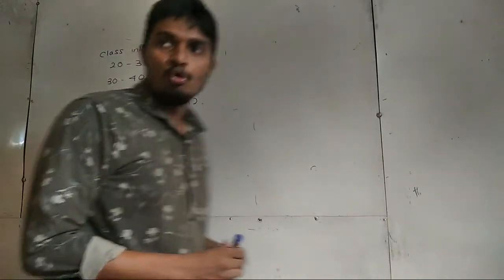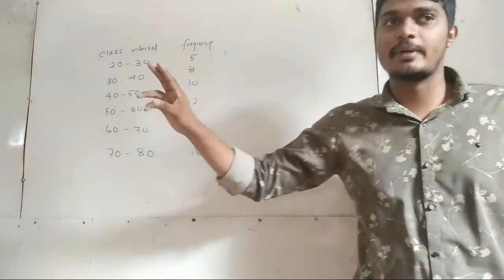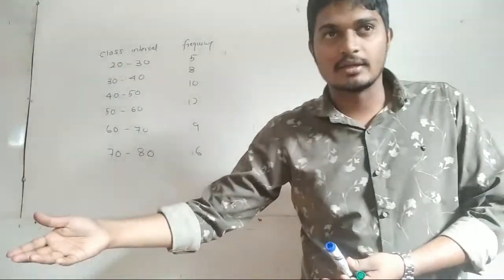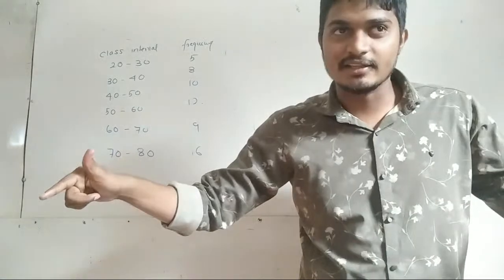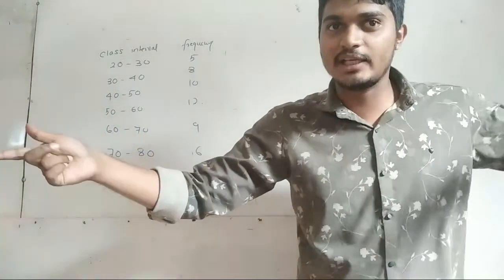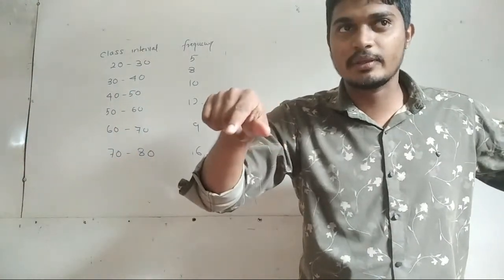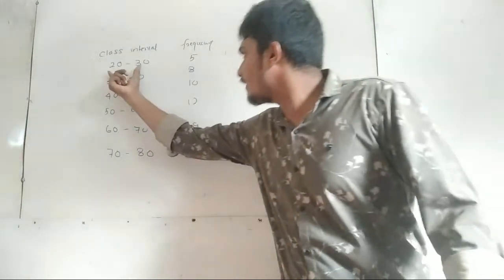So guys, now what does this mean? One day he makes 23, another day he makes 25, another day 27, another day 28, another day 29. So that will fall in this category.